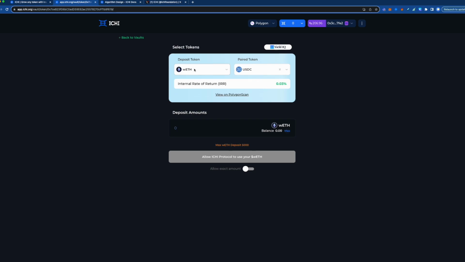Now, when you do deposit into here, you have to make sure you've chosen a paired token that you also accept as something you might want to receive, because there'll be times when you withdraw that you're going to get some of this USDC along with the ETH as well. Okay, so keep that in mind.